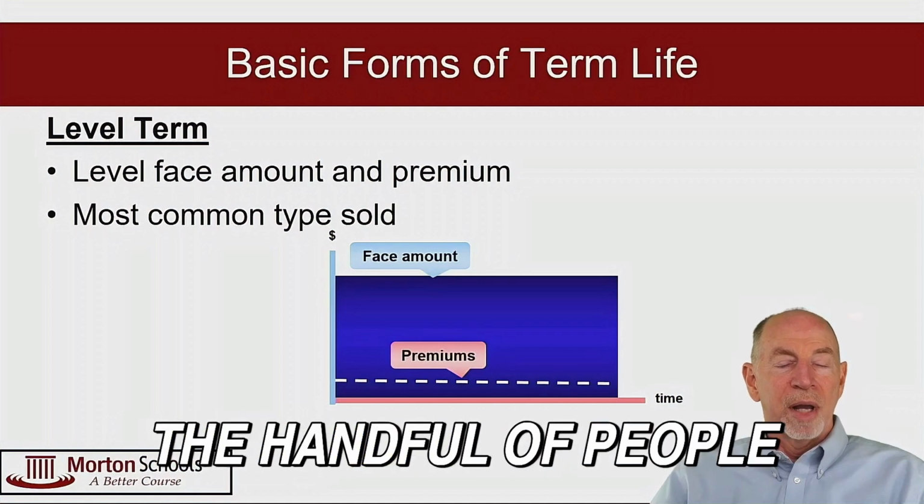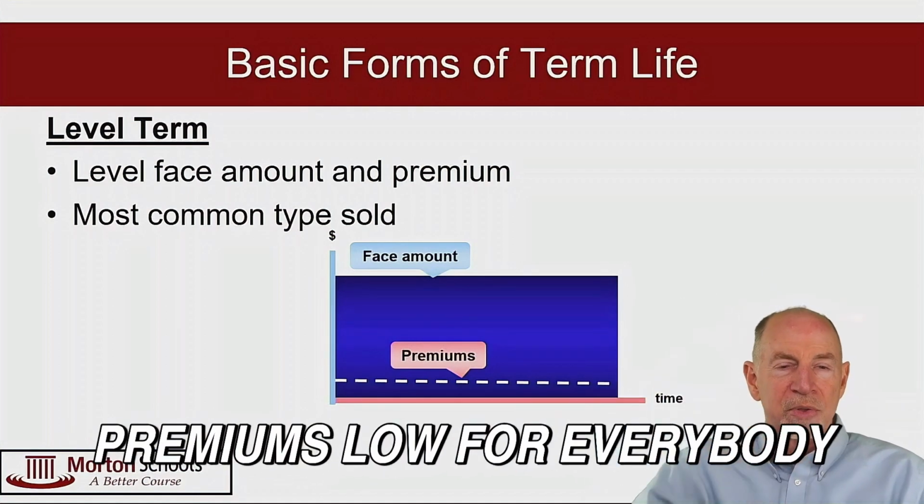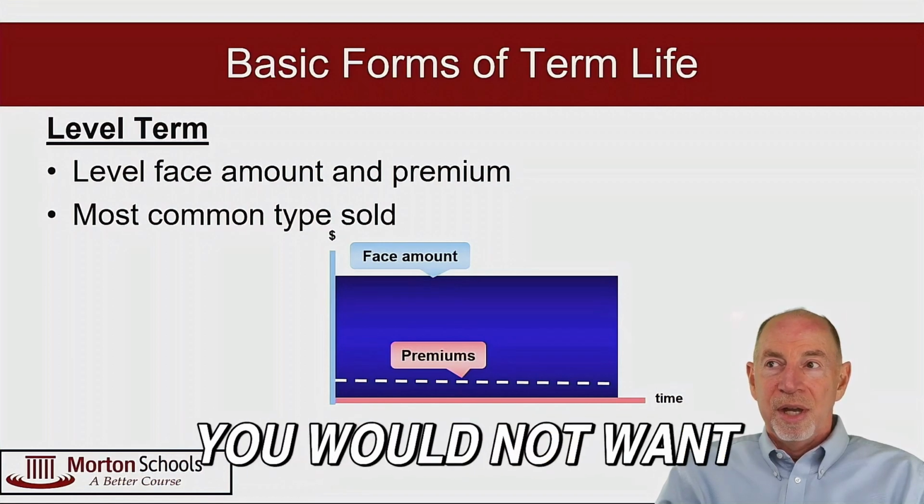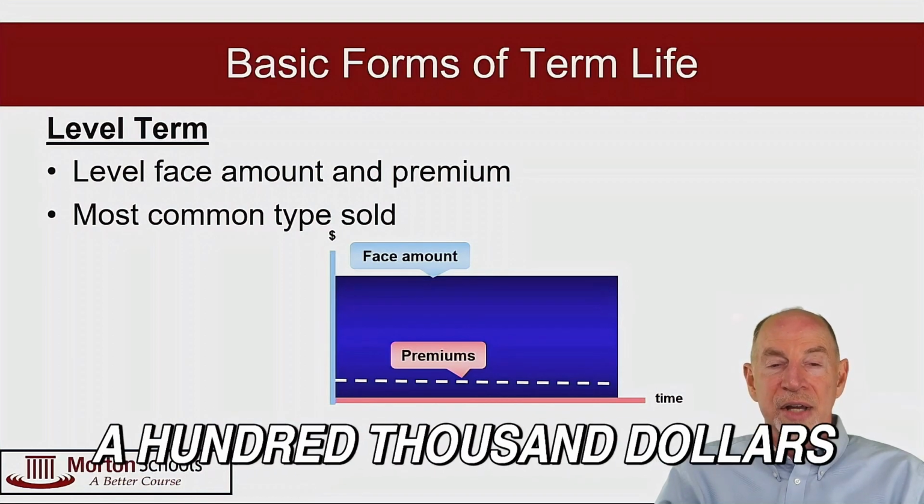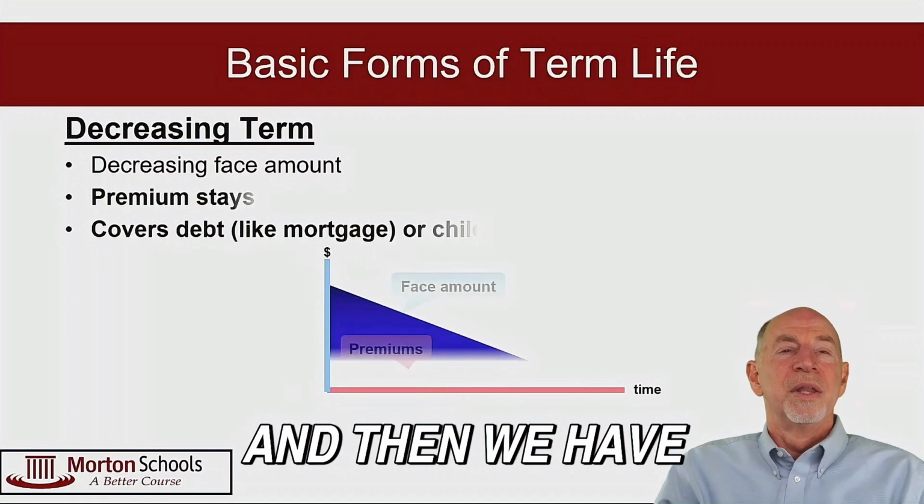That premium went to what? The handful of people that did die. That's risk pooling, and that keeps the premiums low for everybody. If you had a $100,000 face amount on your policy, you would not want to have to pay $100,000 in premium, right? Does it make sense? All right, and then we have decreasing term.